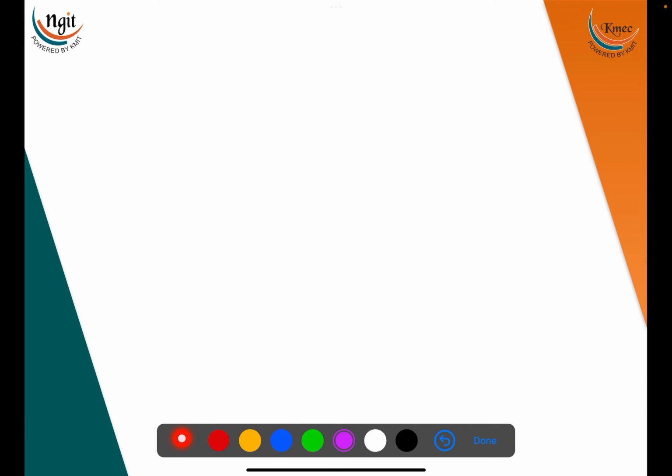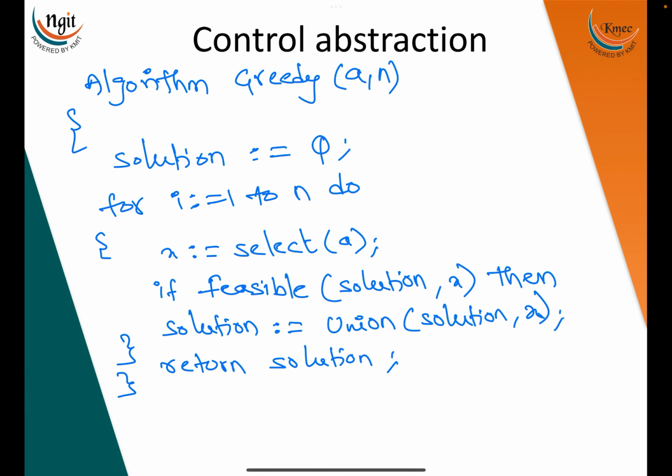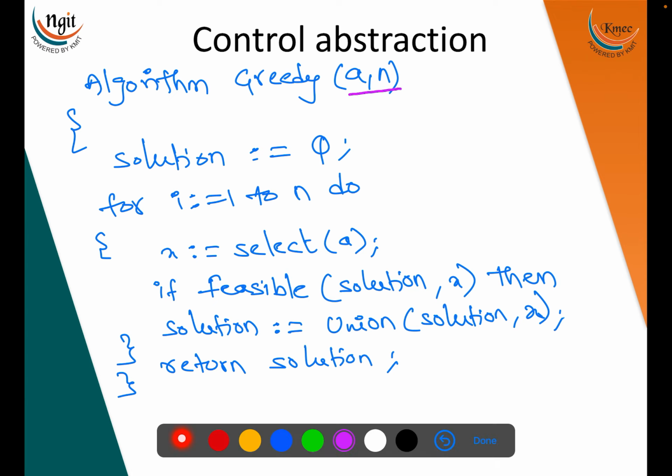Now, look at the general method of the greedy method. Let's see. I have taken a[1:n]. The meaning of a[1:n] is that a is an array with n inputs. So initially the solution is empty, because I didn't find any solution. I want to find the solution after I select each item from the array.